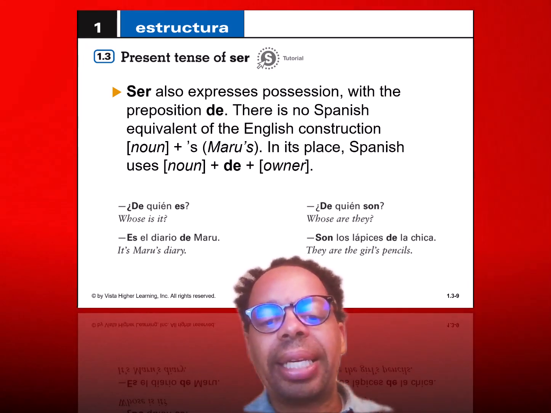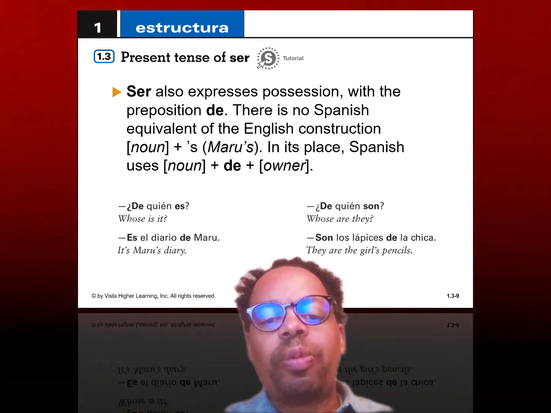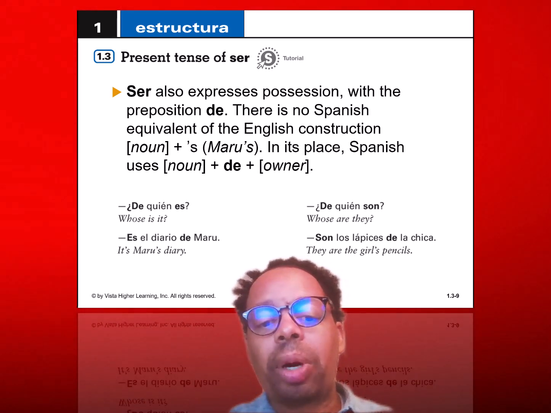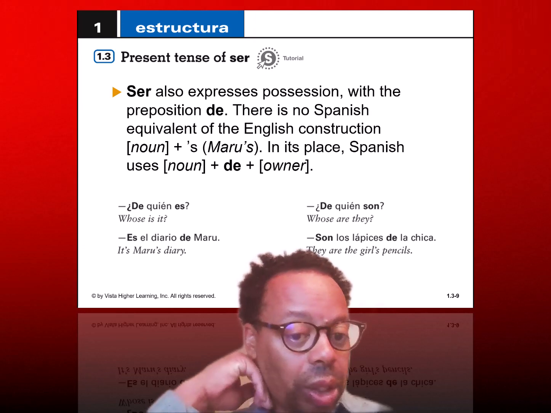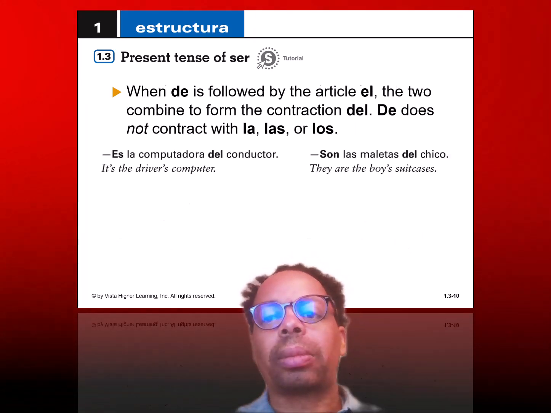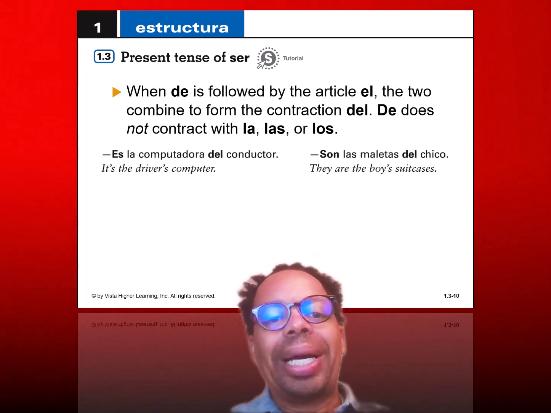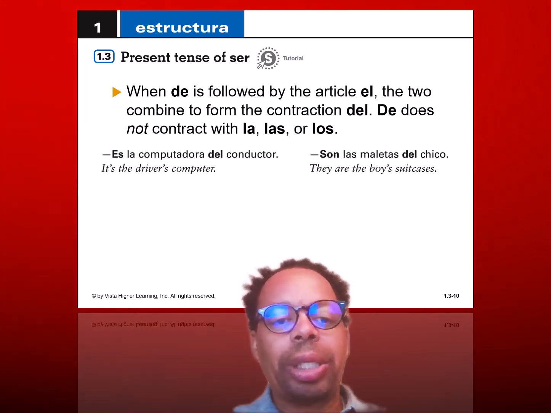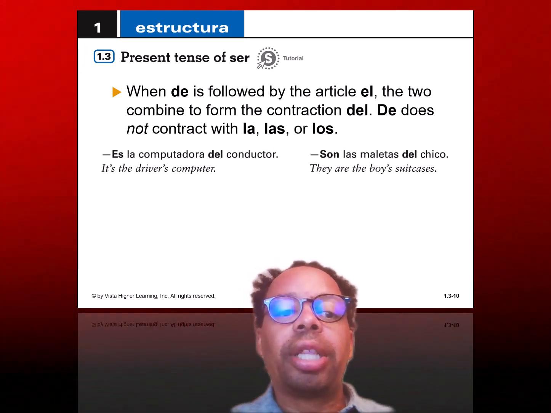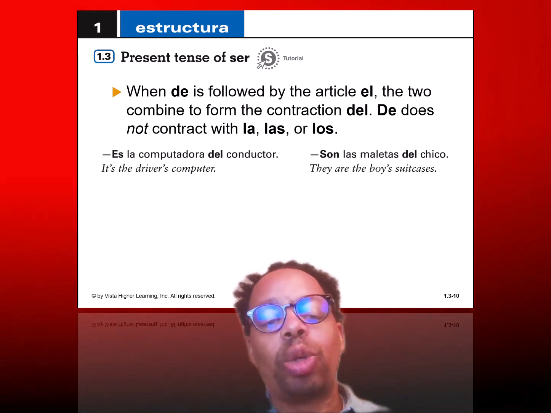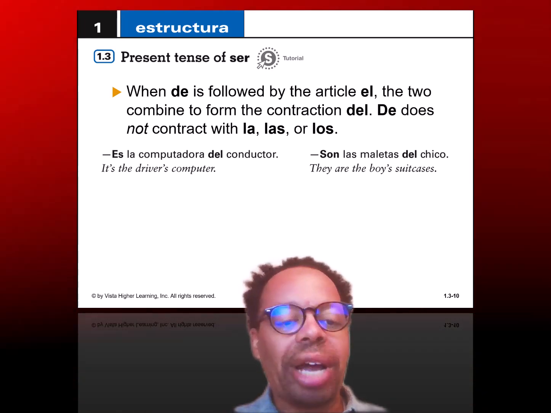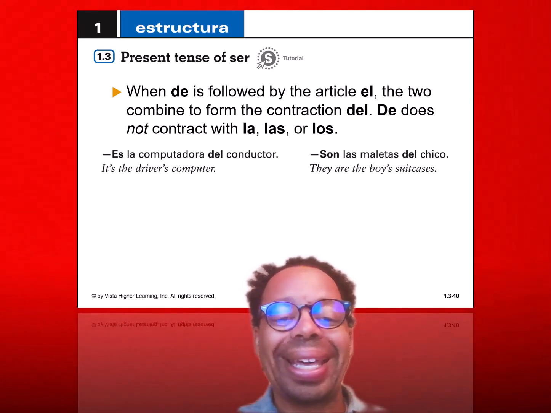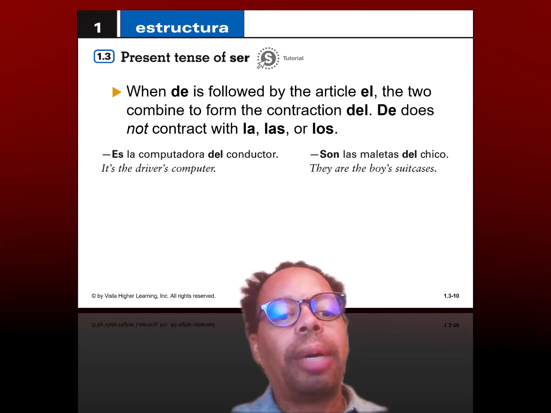Follow that by the preposition de, meaning ownership, and then we have the person doing the owning of the pencils, the girl. Son los lápices de la chica. So when de is followed by an article, this is one of two contractions in Español. There are only two. They combine to form the contraction del. No, de does not contract with la, las, or los. Only with el. Only with your singular masculine article.